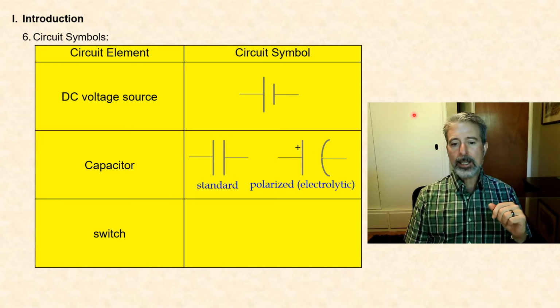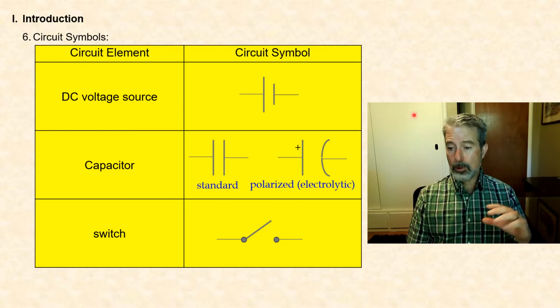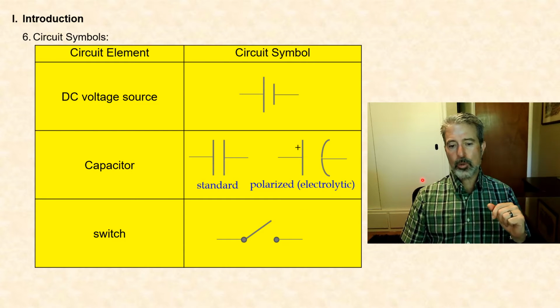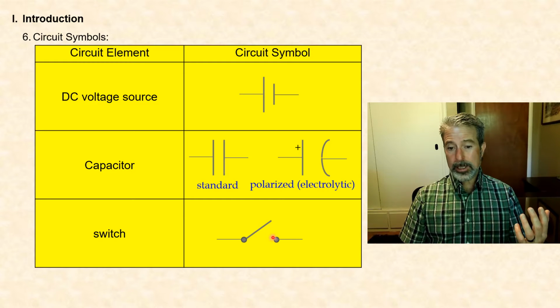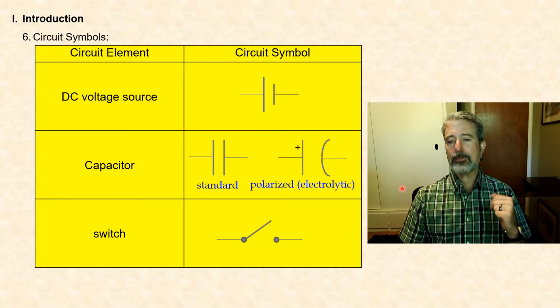And lastly here, the switch. A switch allows you to break a circuit and complete a circuit, and this is the way we draw a switch. You'll notice here that the switch itself is in the open position. We typically draw a circuit with the switch in the open position, realizing that when it is closed, then your circuit is activated.